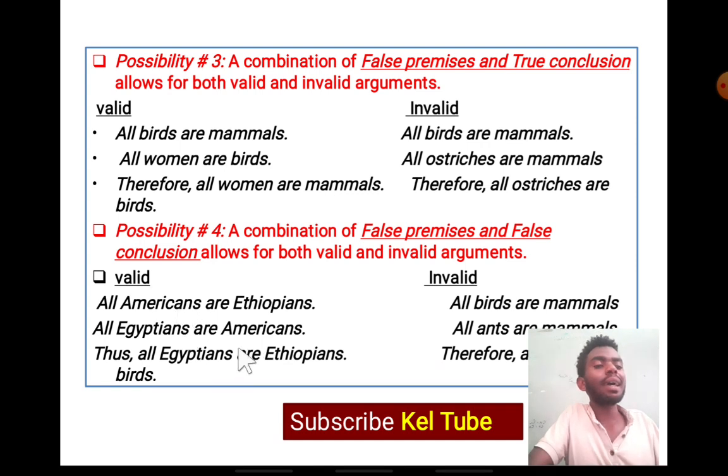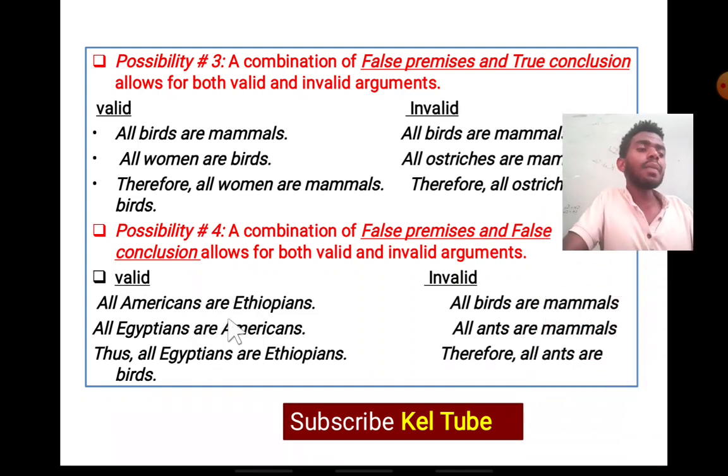Rather than truth value, we depend on the form. As it is, all birds are mammals. It is a false premise. All ants are mammals. It is also a false premise. Therefore, all ants are birds. This is also a false conclusion. Depending on the form that the argument is formed from, we say that it is an invalid deductive argument formed from false premises and false conclusion.